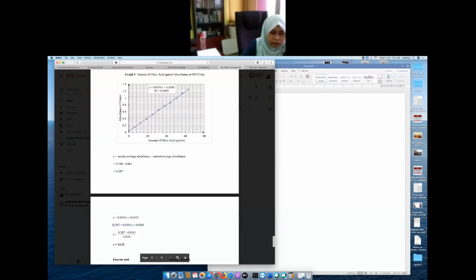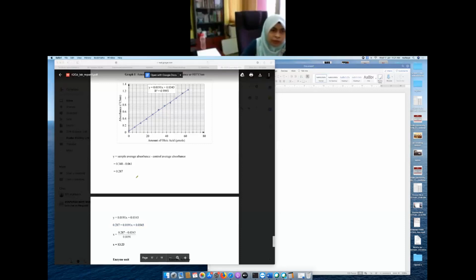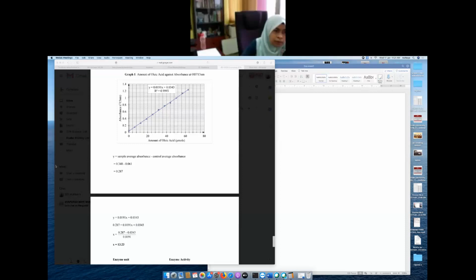If you go directly from this to this, 0.287, there must be somewhere around here, and then we go down here. This is the value of x. It's logical, it is 13 point something. Yeah, but this is 20.